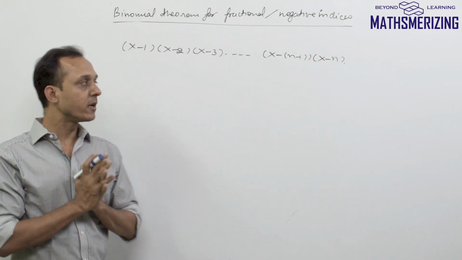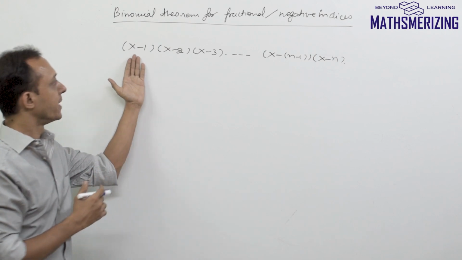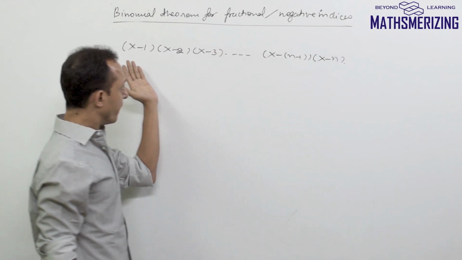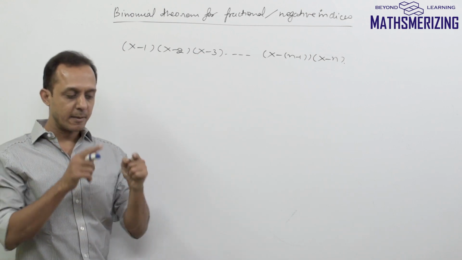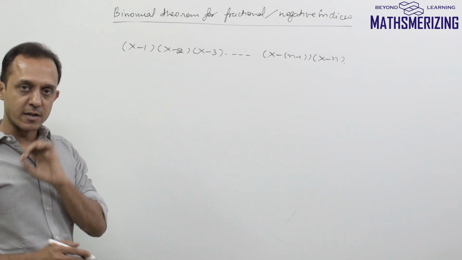Now there'll be some questions where you'll be given an expression which is a product of some linear factors, say x minus 1, x minus 2, x minus 3, and x minus n. Now when I multiply all these factors, I'll get a polynomial expression of degree n. Now in this expression, they'll ask you some specific terms.